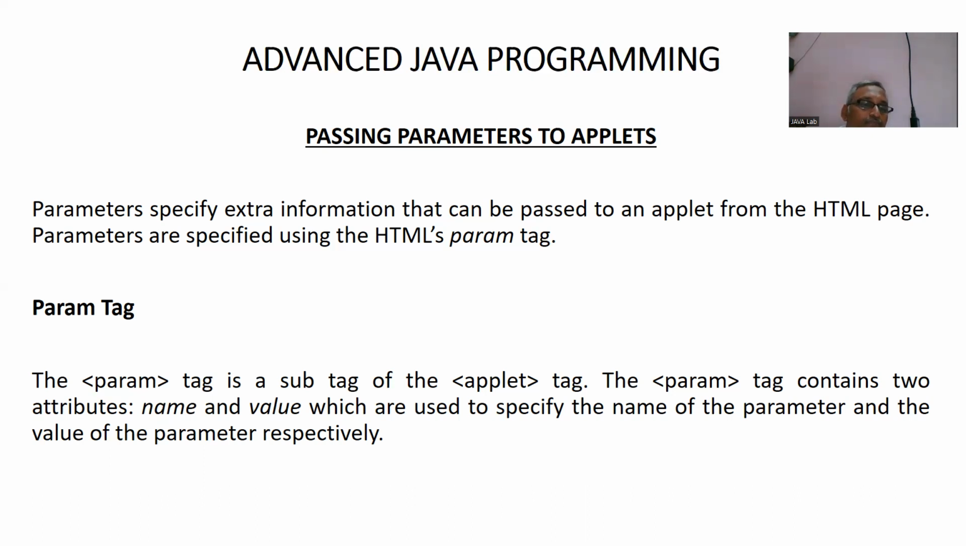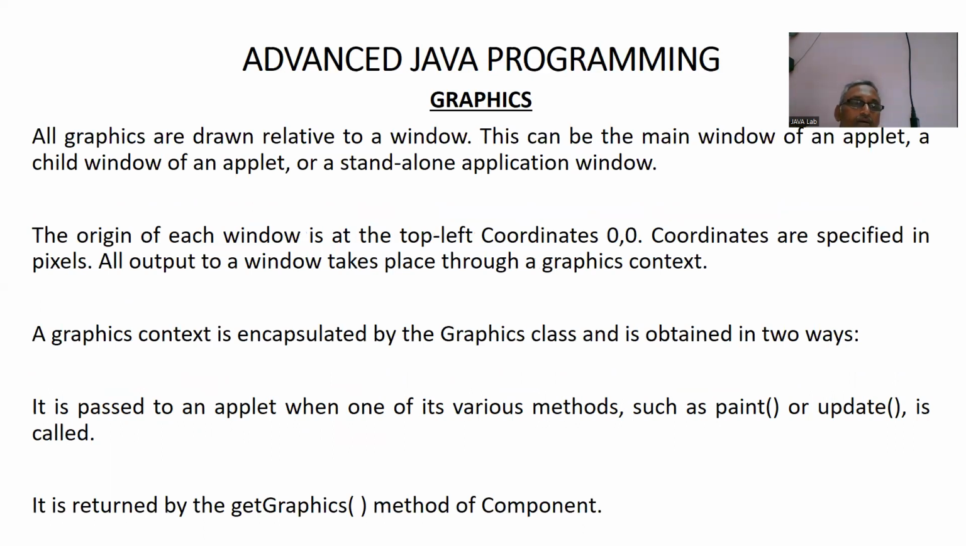Next thing, graphics. All graphics are drawn relative to a window. This can be the main window, a child window of an applet, or a standalone application window. The origin of each window is at the top left, coordinates 0, 0. Coordinates are specified in pixels.